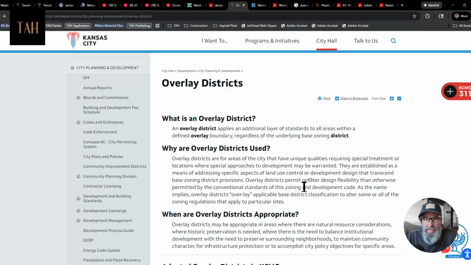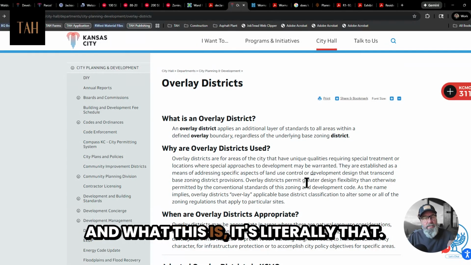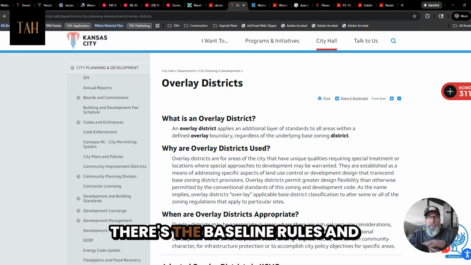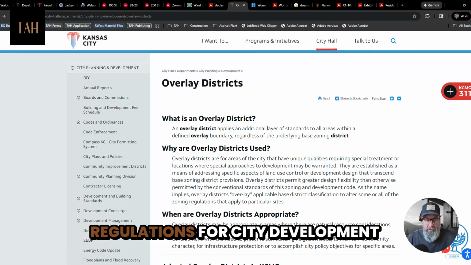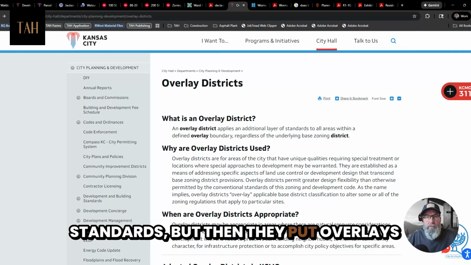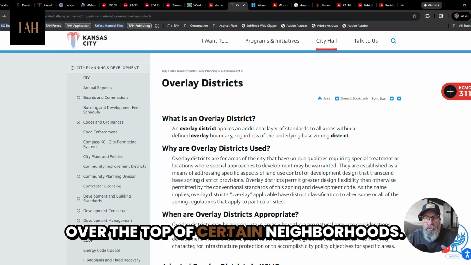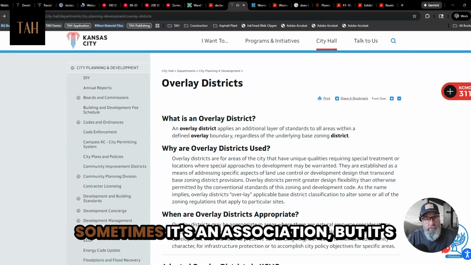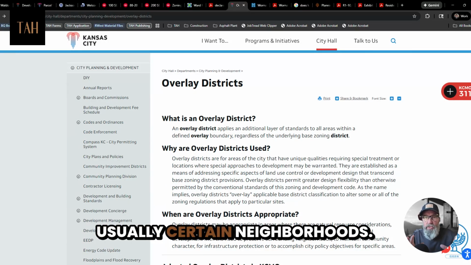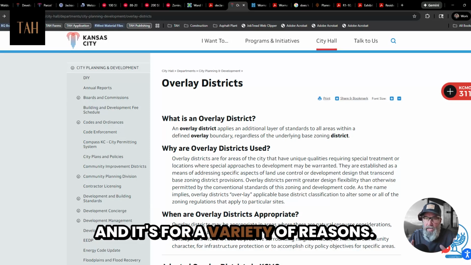They're called overlays, and it's literally that. There's the baseline rules and regulations for city development standards, but then they put overlays over the top of certain neighborhoods. Sometimes it's an association, but it's usually certain neighborhoods, and it's for a variety of reasons.